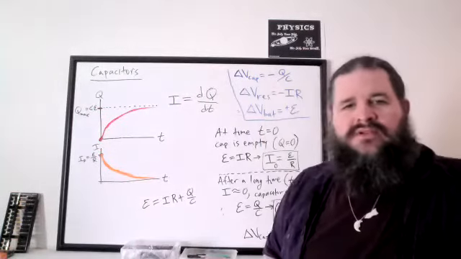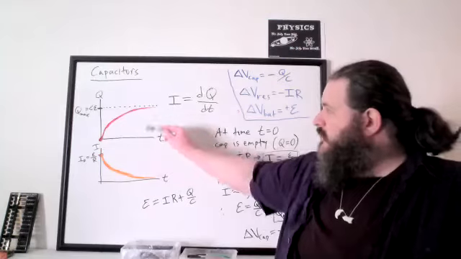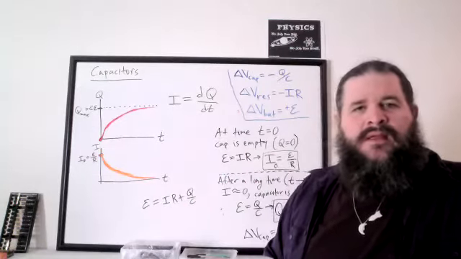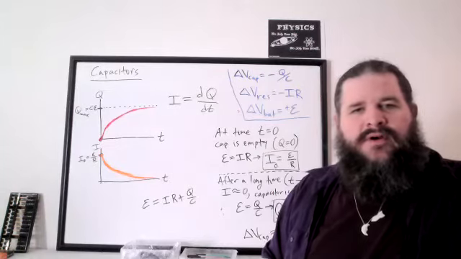So these would be the shape of these graphs: the charge versus time graph, and the current versus time graph. Any questions on that so far?